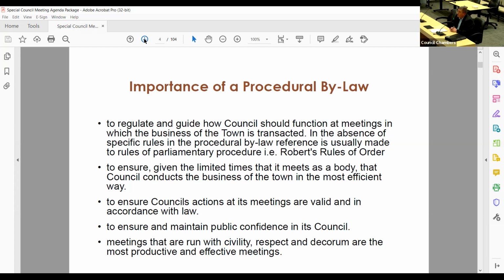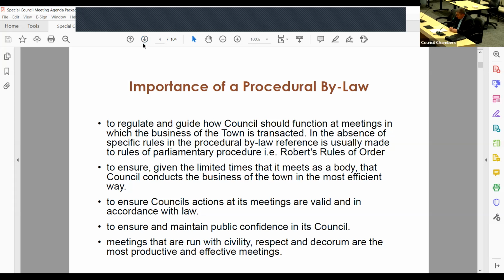Another important function is that council meets on a very limited basis and at limited times as a body. And so it's crucially important that council conducts their business in the most efficient or expedited fashion possible. Another important function of the procedural bylaw is to ensure council's actions at its meeting are valid and legally binding.